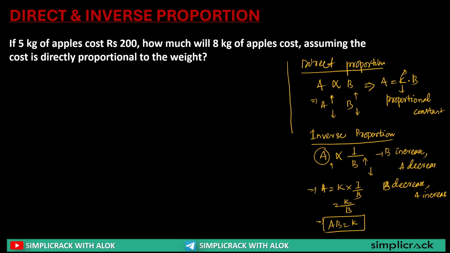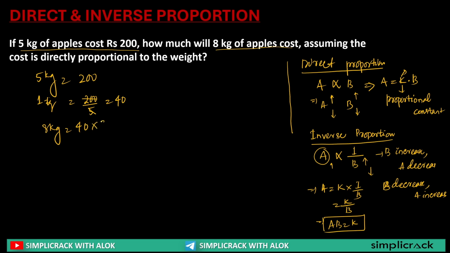Now, what it is saying: if 5 kg of apples cost 200, how much will 8 kg of apples cost, assuming the cost is directly proportional to the weight? If 5 kg of apples cost 200, 1 kg of apples will be 200 divided by 5, that is 40, and 8 kg will be 40 into 8, that is 320. As simple as that, because the relation between the weight of the apple and the price is the same.